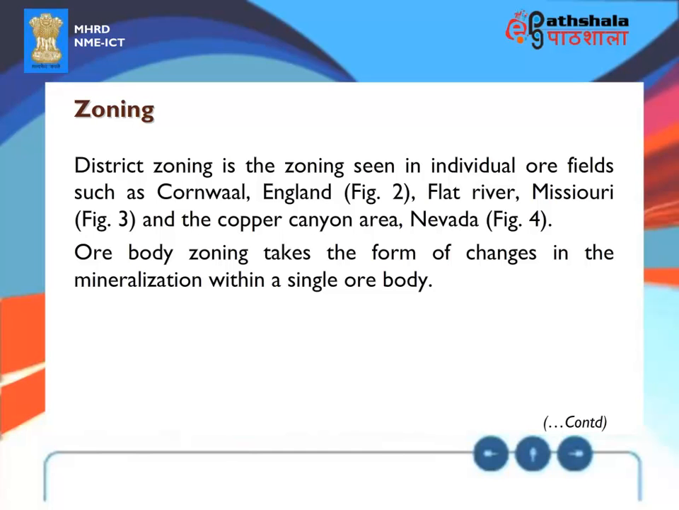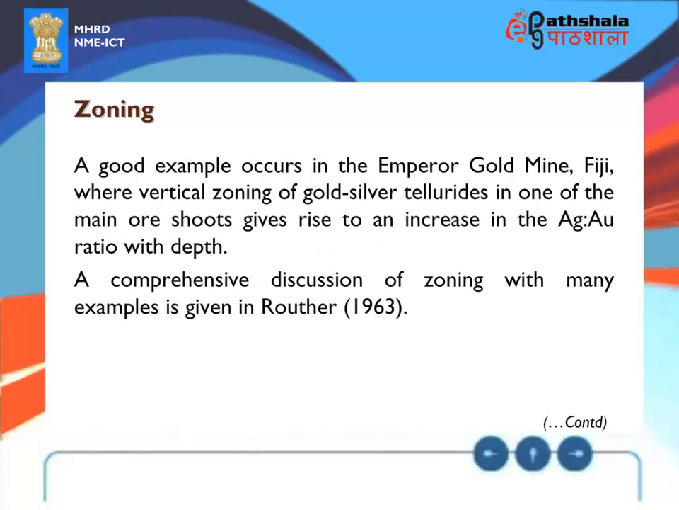Ore body zoning takes the form of changes in the mineralization within a single ore body. A good example occurs in the Emperor Gold Mine, Fiji, where vertical zoning of gold-silver tellurides in one of the main ore chutes gives rise to an increase in the silver-gold ratio with depth. A comprehensive discussion of zoning with many examples is given in Routhier, 1963.